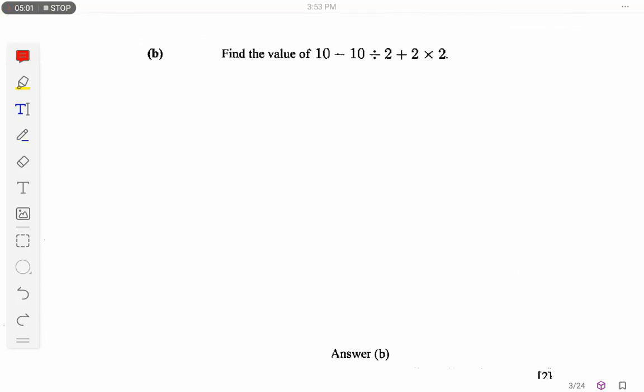Now we have this, find the value of that. Others will use BODMAS. Let's just use, it's one and the same thing anyway. BODMAS, BODMAS.